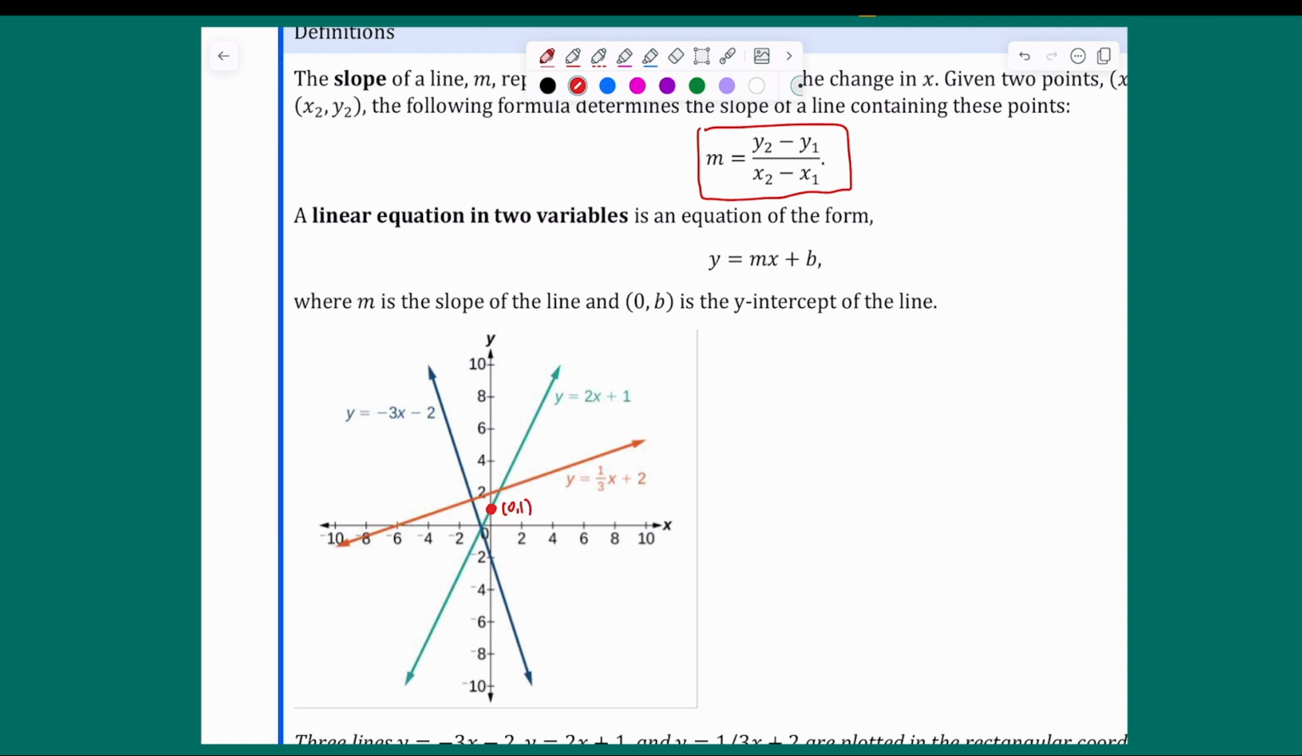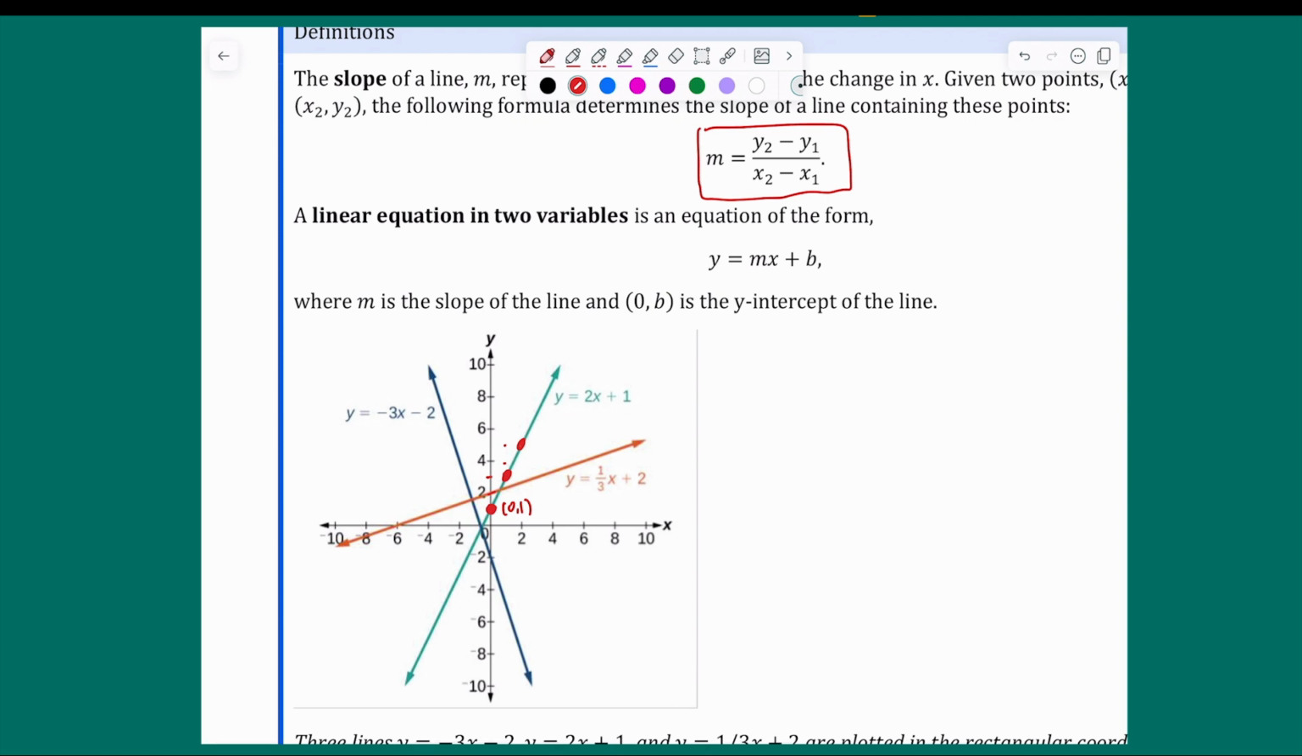of 2. Meaning if I go up 2 spots, 1, 2, and then to the right 1, you'll be on the line again. Up 1, 2, to the right 1, you're on the line again. And that's basically how we can use the slope to graph a line as well. But the point is that the slope tells you how much rise in y there is for every difference in x. So how much y rise for a unit increase in x.